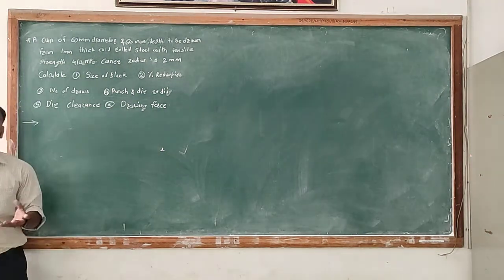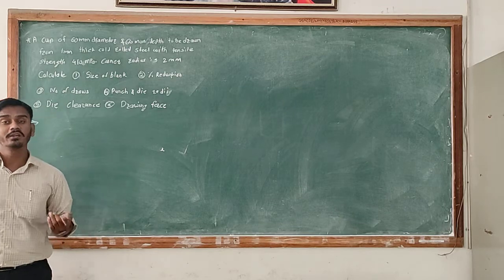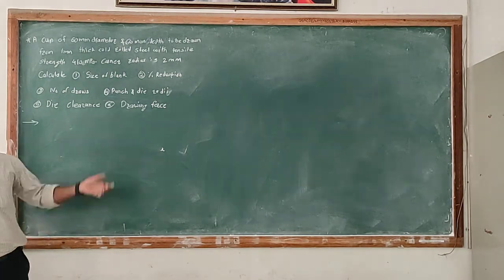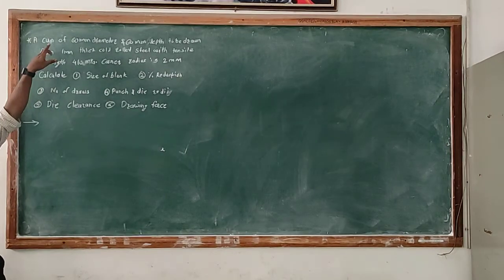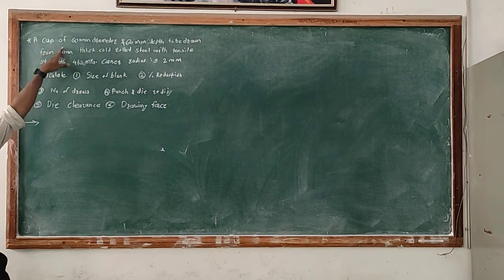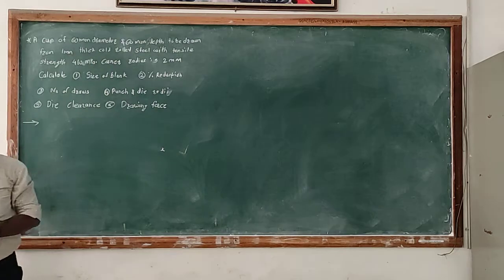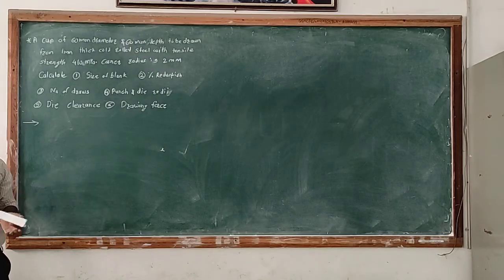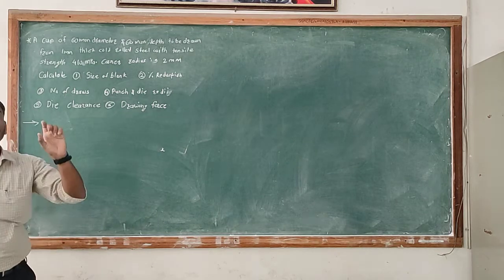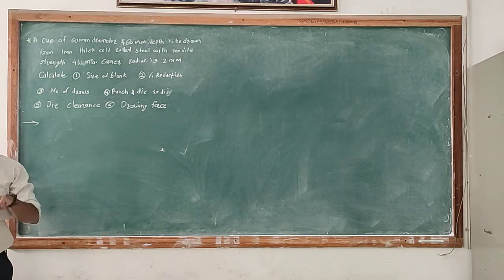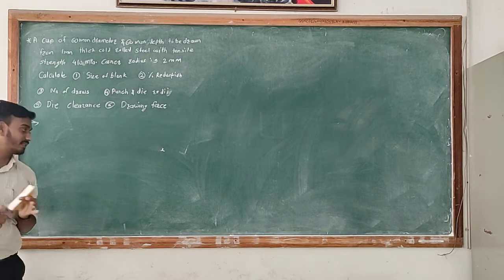Hello student, in today's session we will solve a numerical which is based on a drawing process. Here the statement of the numerical is given. The statement is: a cup shape of 60 mm diameter and 60 mm depth is to be drawn. We have to draw a cup shape having a diameter of 60 mm and its height is also 60 mm.